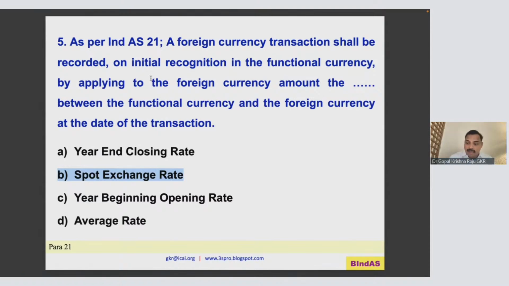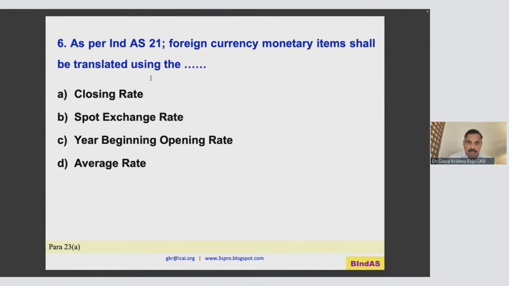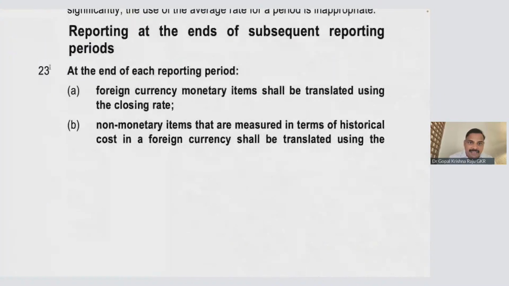Now I'll go to the next one. Now this is the monetary item. So I'll take you to 23A, at the end of each reporting period. Let us say my reporting period is 4 months, so next month is June. Let us presume that my year end is not 31st March, my year end is 30th June. I'm going to pay only in July or August, but on 30th June I have to close. Now will it be 90 lakhs? No. At the end of each reporting period, a foreign currency monetary item shall be translated using the closing rate.